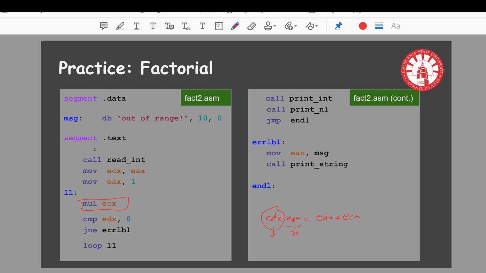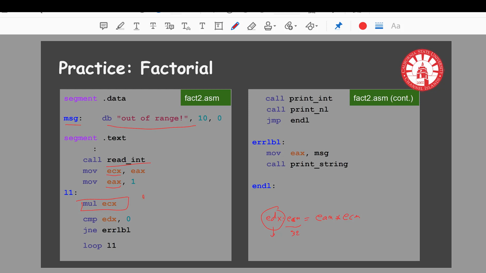And in that case, we want to print out an error message saying that the result is greater than 32 bit. Let's see how we can do this. Okay, we are defining a message here, out of range. It is for when the result is greater than 32 bit. We read the integer. We put the integer in the ECX. We initialize the AX with 1.